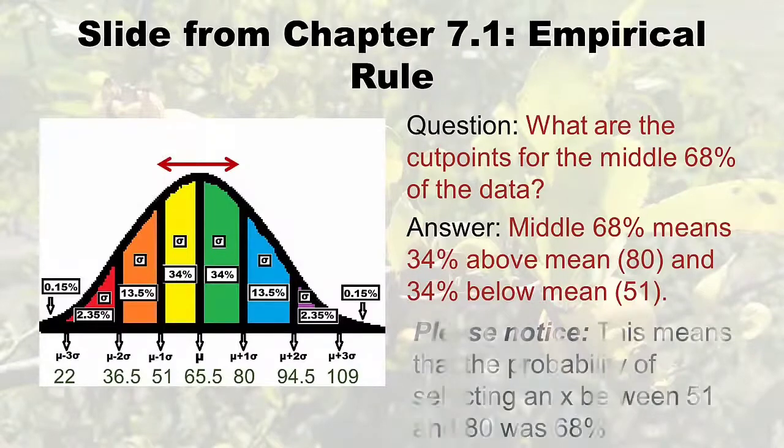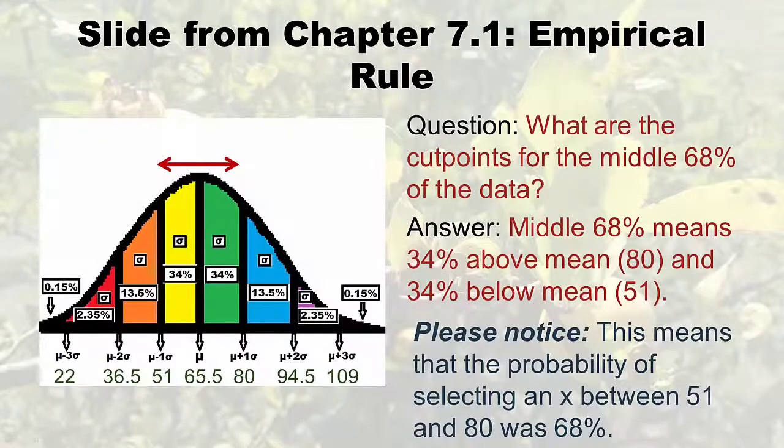So I just want to point out here that this means that the probability of selecting an X between 51 and 80 with this particular distribution was 68%. So technically, you would say, if I select an X from this distribution, I am 68% confident it'll be between 51 and 80. That's another way of saying this, okay?